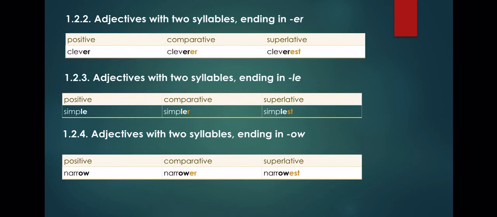Adjectives with two syllables ending in ow, for example, narrow. Narrow ends with ow. I would add er, narrower, and narrowest in the case of the superlative. So I would add er in the case of the comparative and est in the case of the superlative.